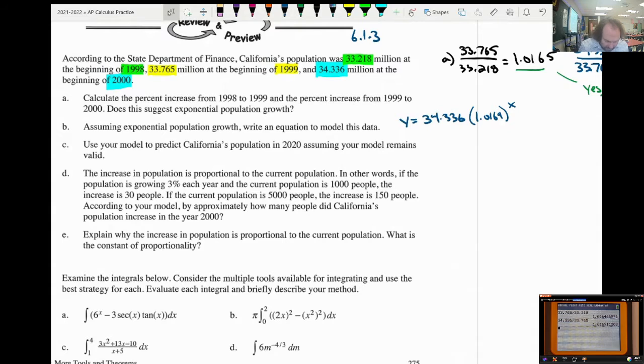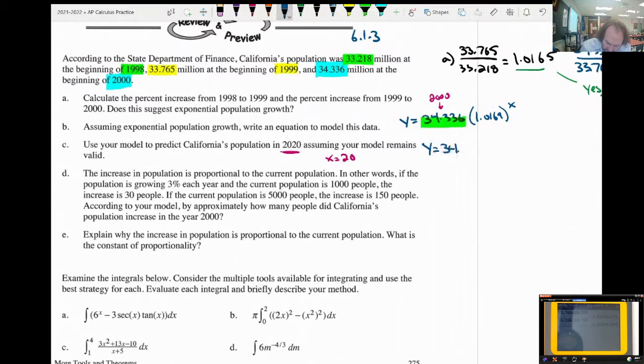Of course, if we want to answer the next question, question C, all we've got to do here is plug in x equals 20. I know that because I used the year 2000's data, so x is the number of years after the year 2000. If you use 99's or 98's data instead of the 2000 number, you'd have to adjust. But I'm going to use x equals 20. So all I really need to do is go on my calculator and do 34.336 times 1.0169 to the 20th power. It's going to be kind of a bulky calculation, but that's what it is.